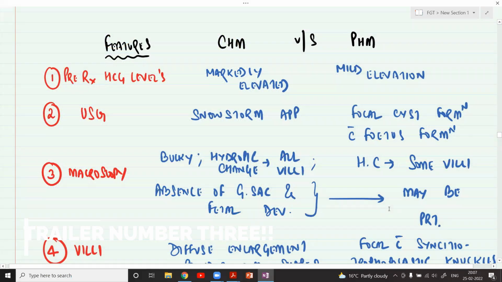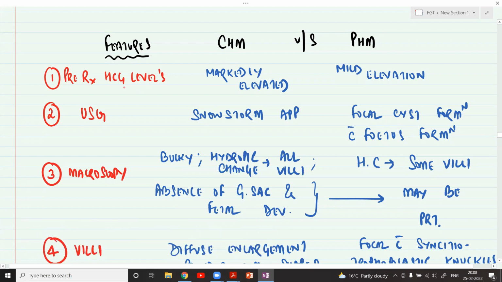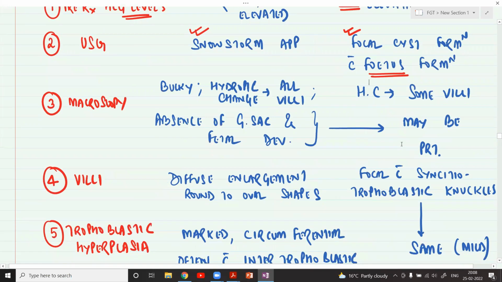Difference between the complete mole and the partial mole. Everyone pay a lot of attention. The beta HCG level over here is markedly elevated, as we had discussed, whereas in partial mole, the beta HCG level is mildly elevated. Ultrasonography shows a snowstorm appearance, but over here there is a focal cyst formation and also presence of a fetus can be appreciated in partial mole.